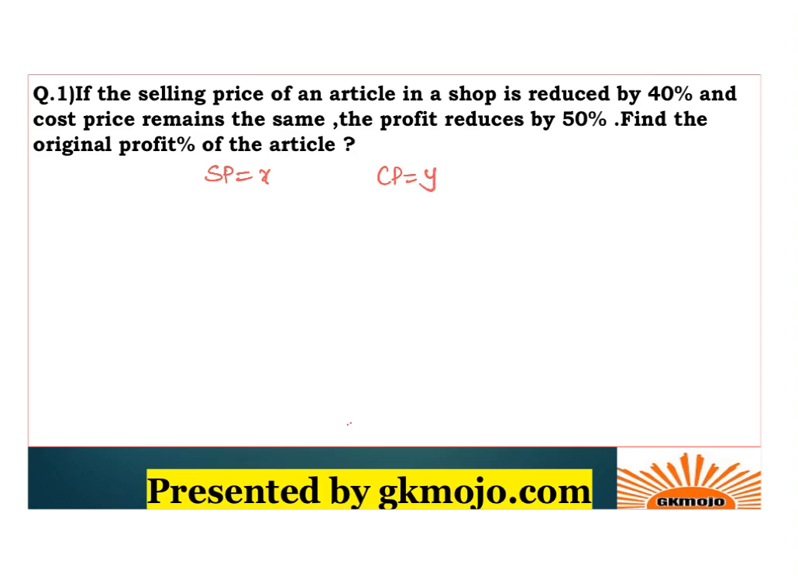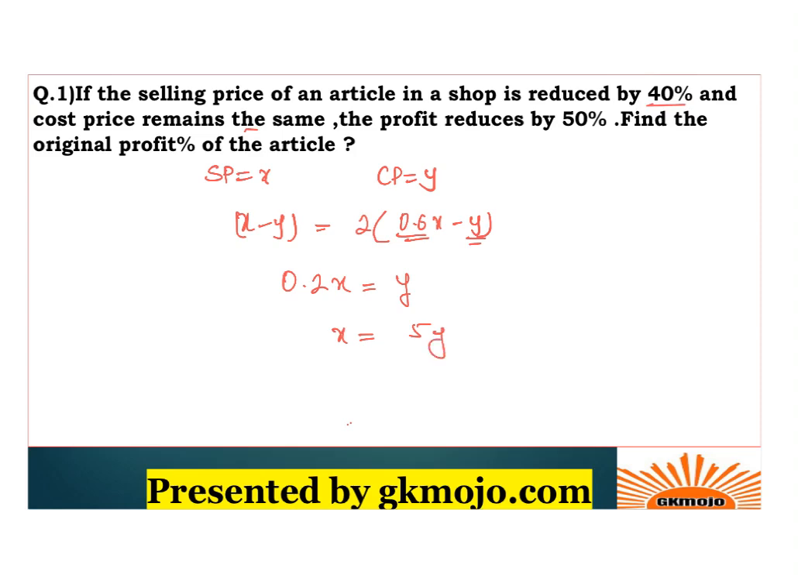According to the equation given over here, X minus Y, that is the profit, SP minus CP, is equal to 2 into (0.6x minus y). This is the equation that you will get. Why? Because the selling price is reduced by 40% and the cost price remains the same, hence CP remains the same, and SP becomes 0.6x, and the profit reduces by 50%, hence the original becomes 2 times it. After you solve this, you will get 2.2x equals y, or x equals 5y.